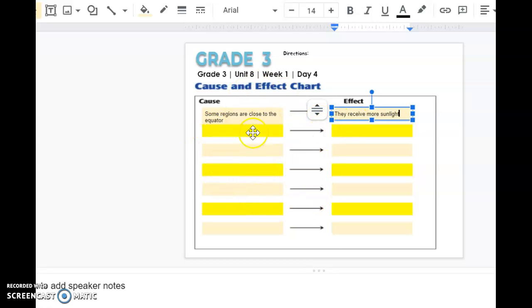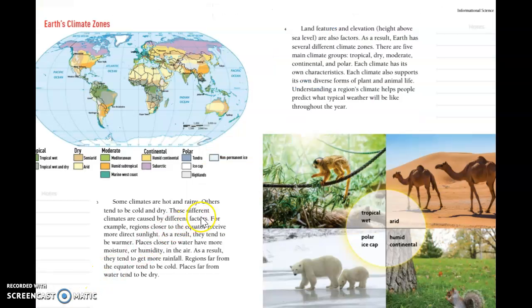So there's lots of room in this slide for you to think about more examples of cause and effect. Look at paragraphs 3 and 4 on page 8 and see what other examples you find. When you find them, go ahead and put them in your chart, and then we'll share out at the end and see what examples we found.